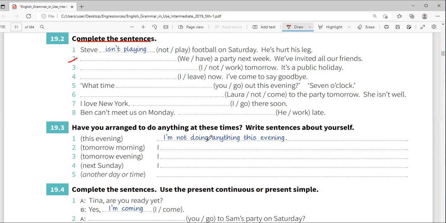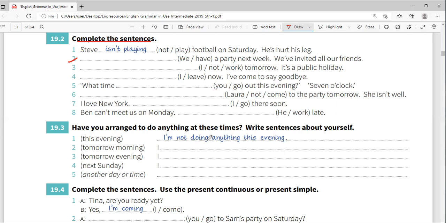Amina. Yes, teacher. I'm not sure, but it seems like I'm leaving now. I have come to say goodbye. I'm leaving now. I have come to say goodbye.